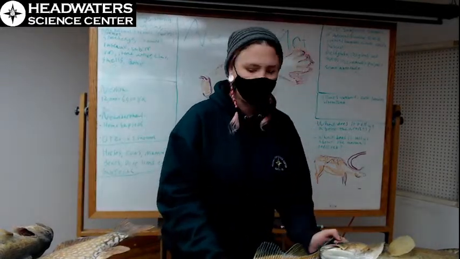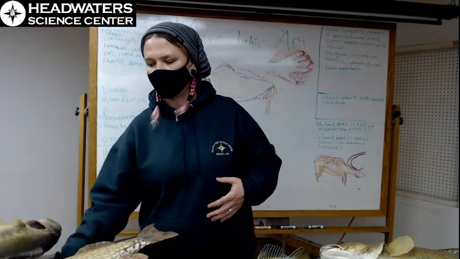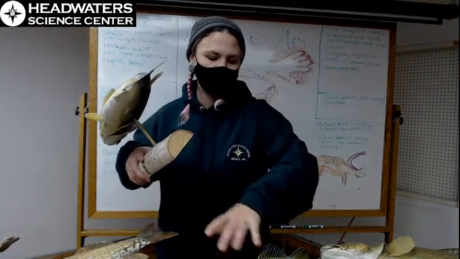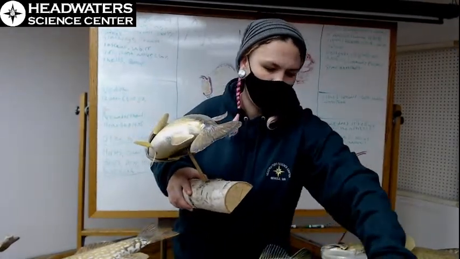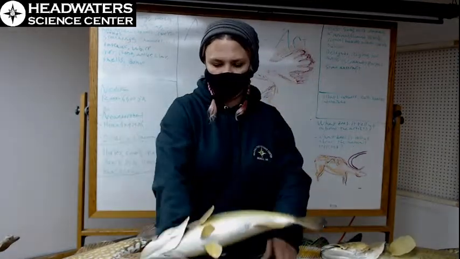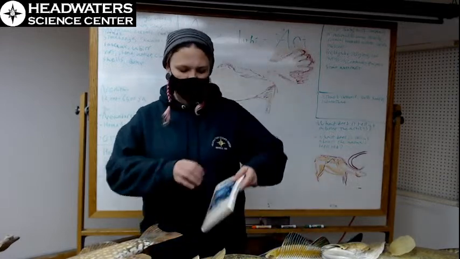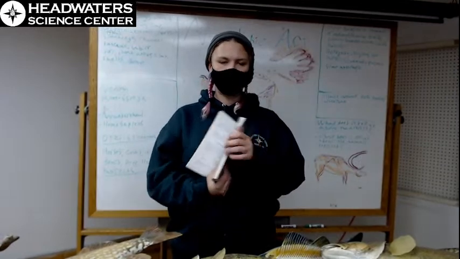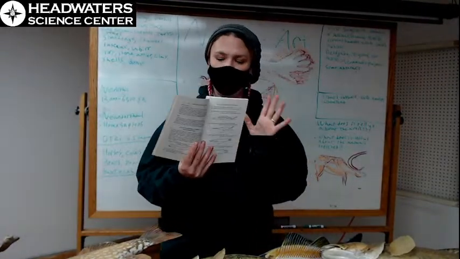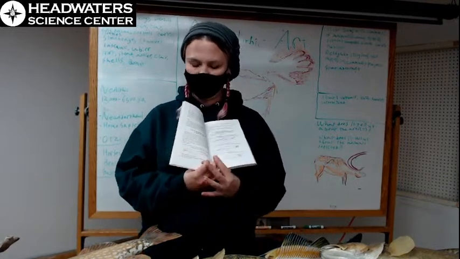Just for funsies, let's try. Even though we already know what this guy is, I'm going to use my handy dandy dichotomous key to identify this fish right here. The cool thing is, dichotomous, di meaning two, a dichotomous key works by asking you questions, and based on the answer to your question, it'll bring you to a different answer.